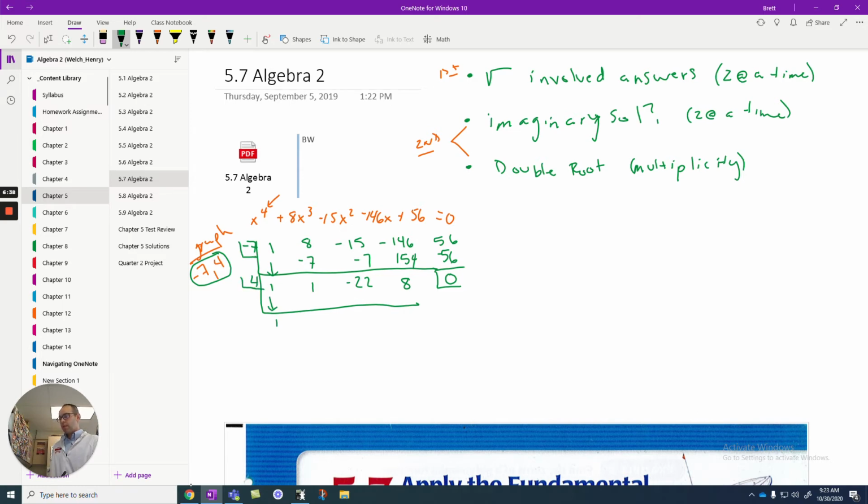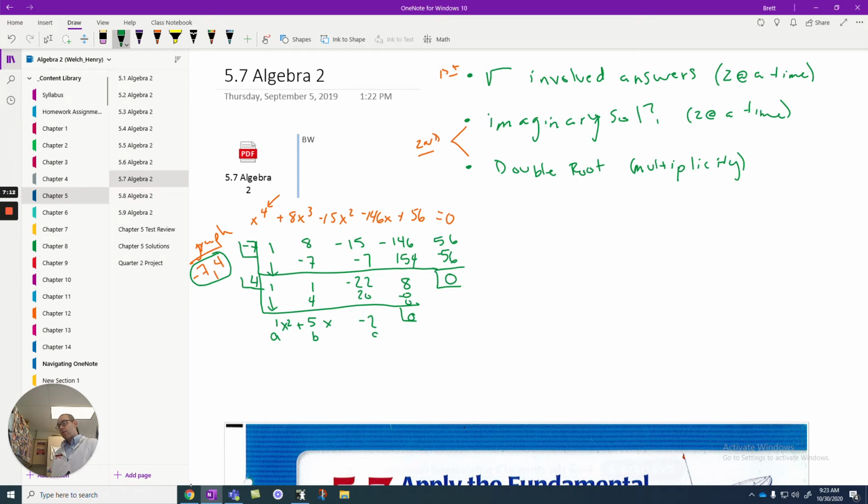The first number always drops down. 1 times 4 is 4. Then I get a 5. 4 times 5 is 20. Don't forget we're supposed to have a box down here. This would be negative 2, and 4 times negative 2 is negative 8, which gives me 0 again. Perfect. This is 1x squared plus 5x minus 2. In other words, we have A, B, and C for the quadratic formula. So now all we have to do is use the quadratic formula to finish solving.